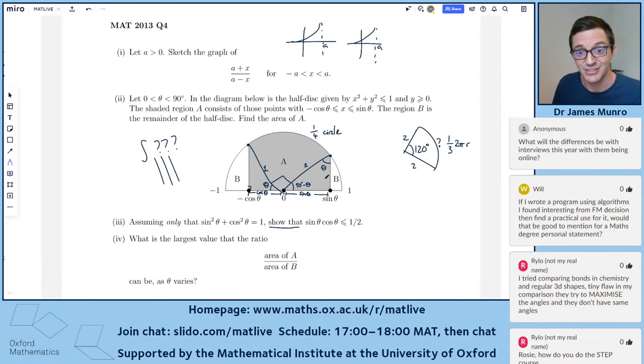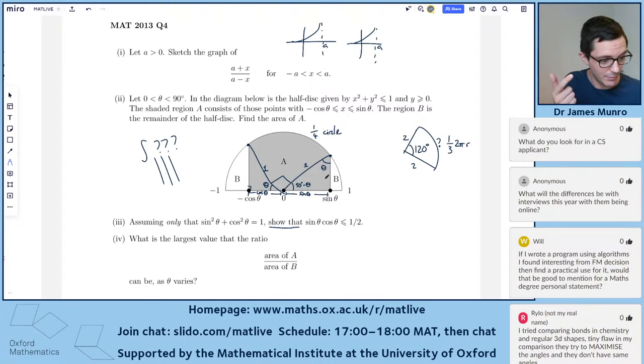Okay, what do we look for in a CS applicant? Good at maths, good at solving problems, interested in computer science, usually got some experience of getting computers to solve problems. That all overlaps quite a lot. So we're looking for people who'd be good at our computer science course where they've got to solve lots of problems and have an interest in computers. Algorithms is the overlap, isn't it? People interested in writing algorithms to solve problems.